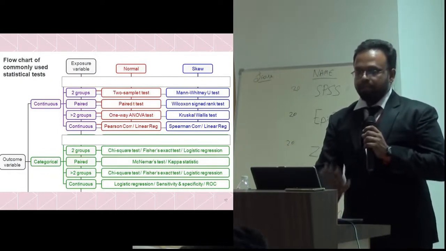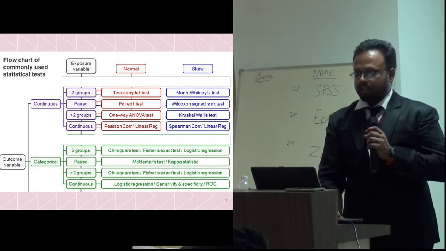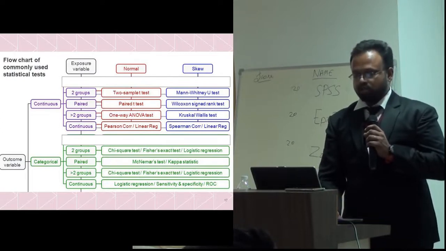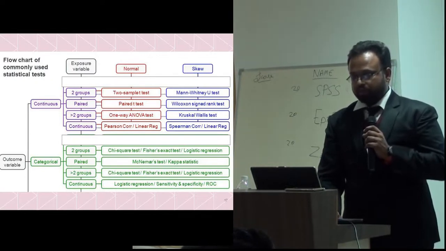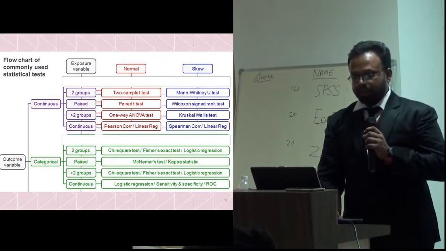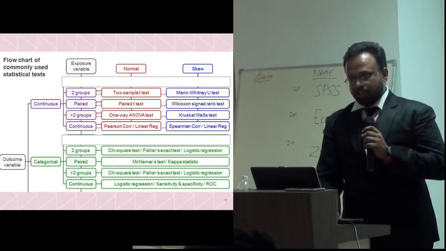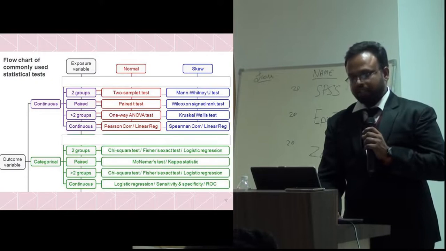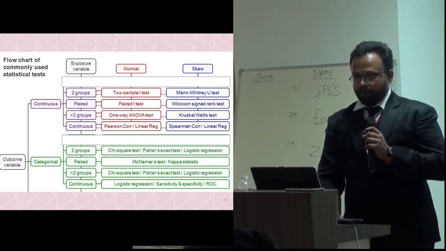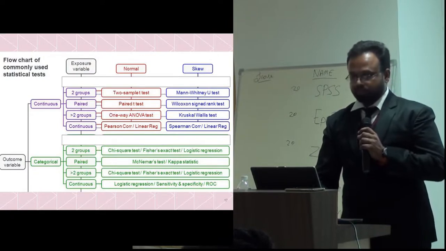Then paired. Hypertension present or absent as a category, before drug and after drug, then you need to use McNemar's test. Kappa statistics is also a similar thing. I will explain it later. Greater than two groups, again chi-square, Fisher's exact test, logistic regression. Category hypertension present or not, and age as your continuous variable, means logistic regression, sensitivity, specificity, ROC. Okay. Can we answer with this?